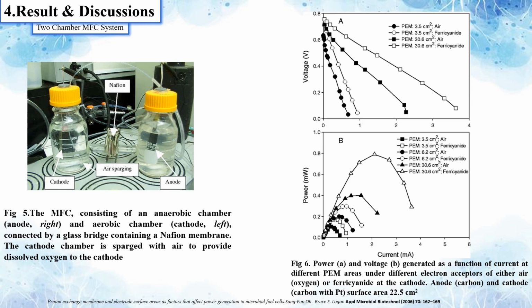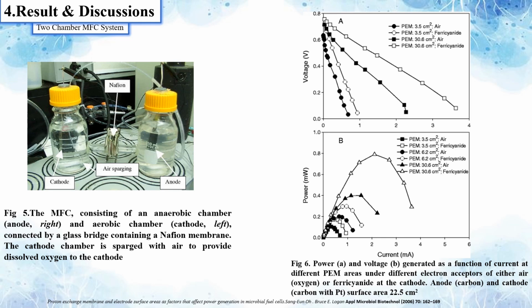The cathode chamber is sparged with air to provide dissolved oxygen to the cathode, and Figure 6 shows the power, A, and voltage, B, generated as a function of current at different PEM areas under different electron acceptors of either air, oxygen, or ferrocyanide at the cathode.